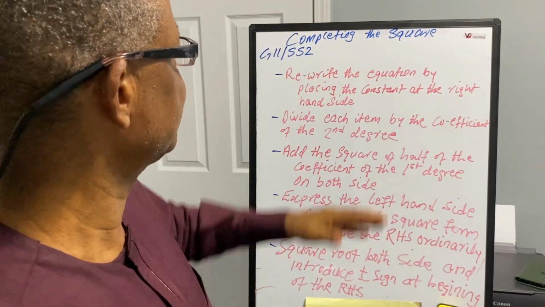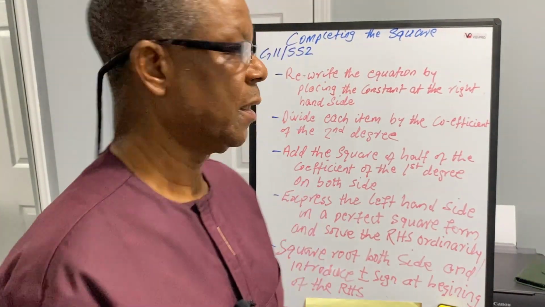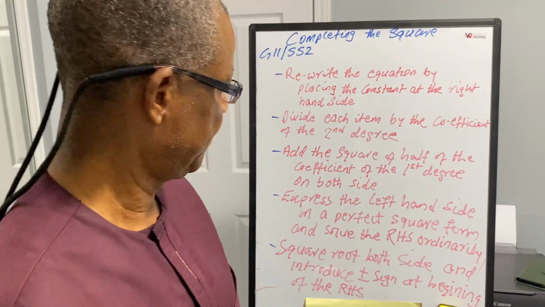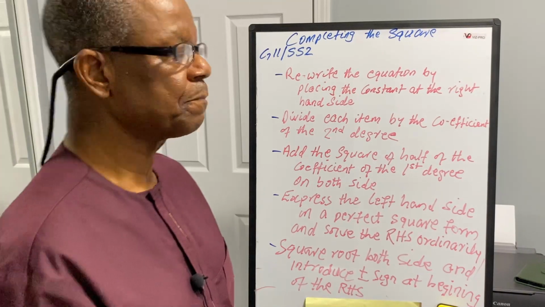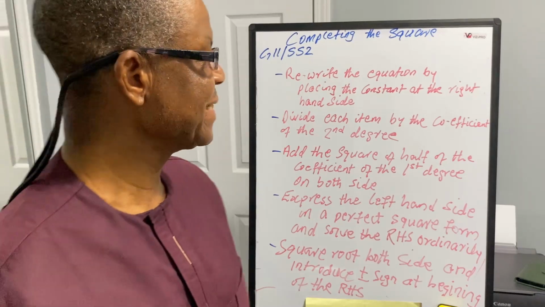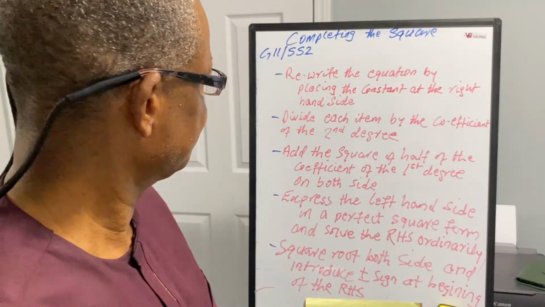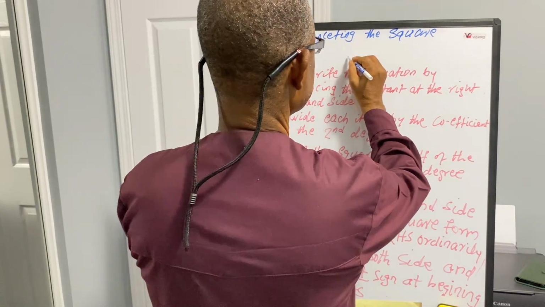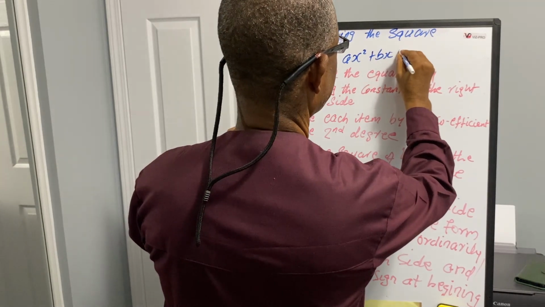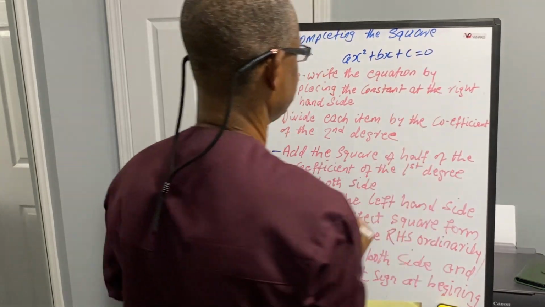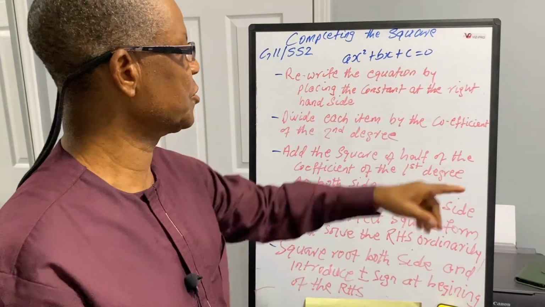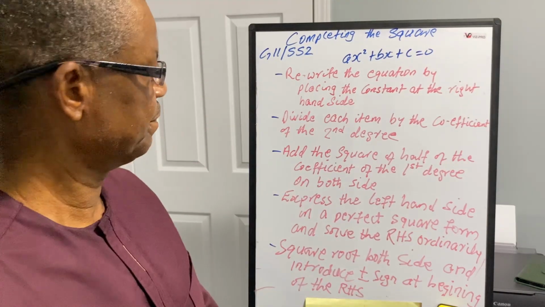Here we have the steps or the rules of this completing the square method. I've written it down to save our time. 1. You rewrite the equation by placing the constant at the right hand side. You know, a quadratic equation is in this format: ax raised to the power 2 plus bx plus c equals 0. So here we will treat an example. You rewrite this equation by placing this constant at the right hand side.